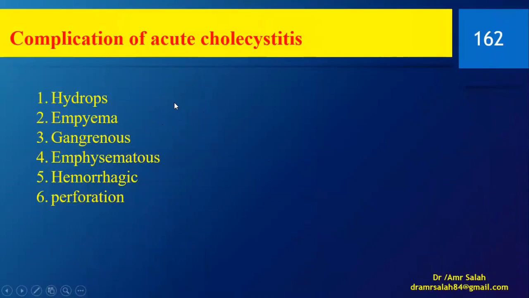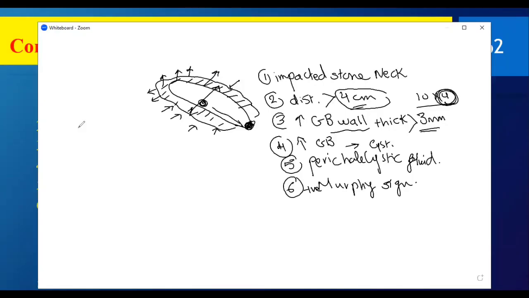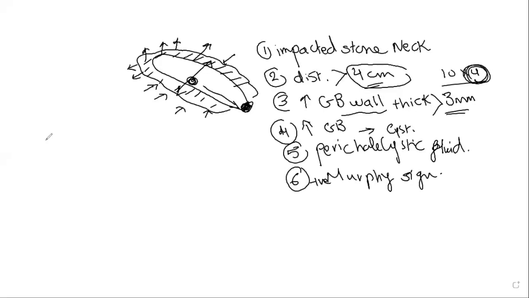So the complications, as we have seen them, let's do some wrap up. Let's wrap up things. What have we discussed so far? This is the acute cholecystitis picture. Let's round it up again.